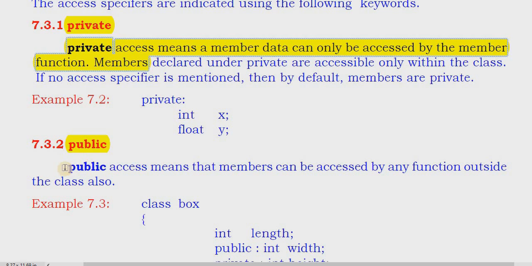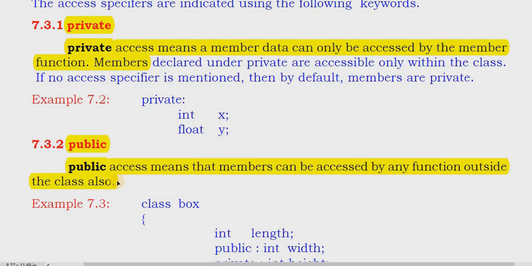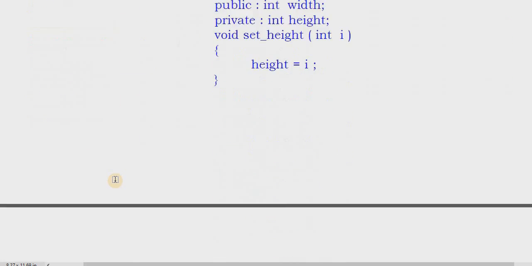If we use the public access specifier, then data members and member functions will be available for other classes also. Okay, I will show here.